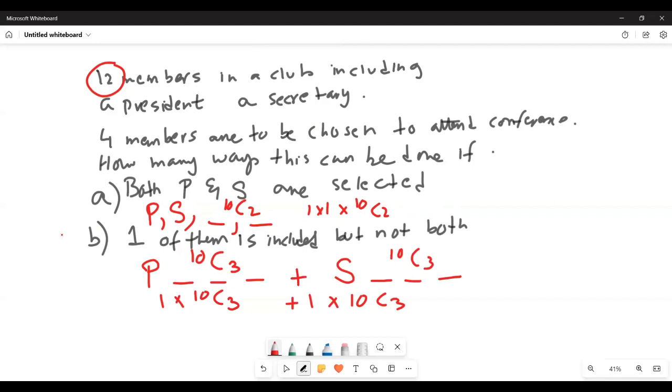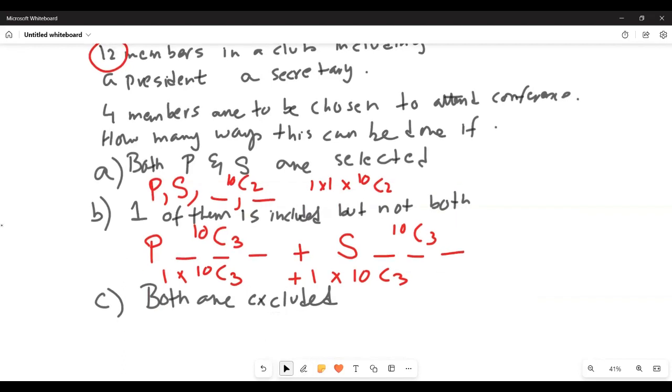Okay, part C is none of them are included. So president is not to be selected in that committee of 4 people and neither is the secretary. Both are excluded. So then you have 10 contenders for 4 spots. And they are being selected, not arranged. So that's going to be 10C4.